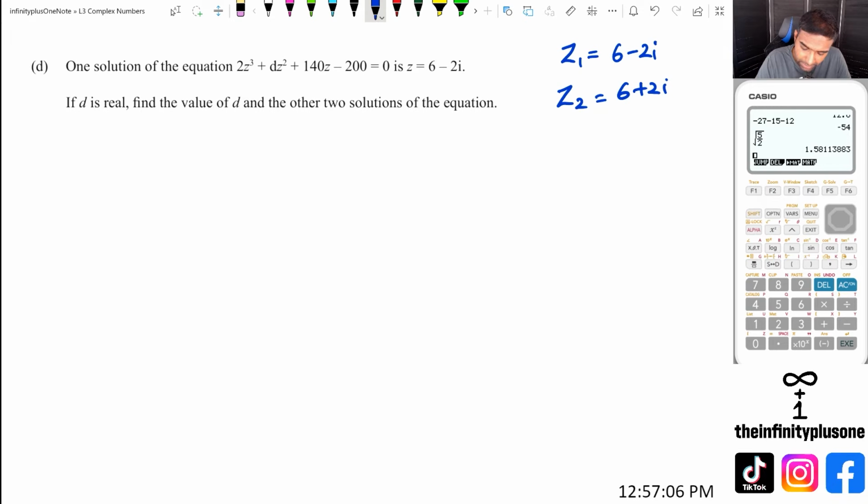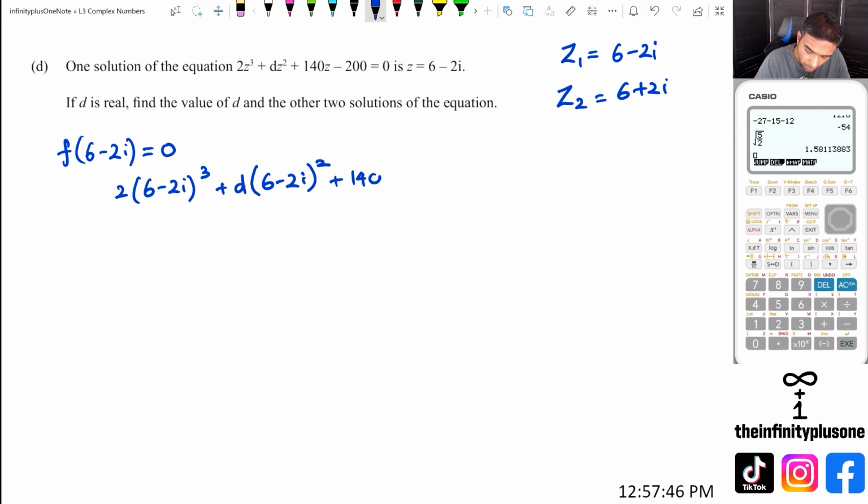the way I'm going to work out the third solution, though, there's a 2 in front. A silly 2 in the front. I'm trying to do it in a different way than this. Okay, let's try the crazy way. So if 6 minus 2i is a solution, then I know that f of 6 minus 2i should equal 0. So that basically means I've got 2 times (6 minus 2i) cubed plus d times (6 minus 2i) squared plus 140 times (6 minus 2i) minus 200 should be equal to 0.